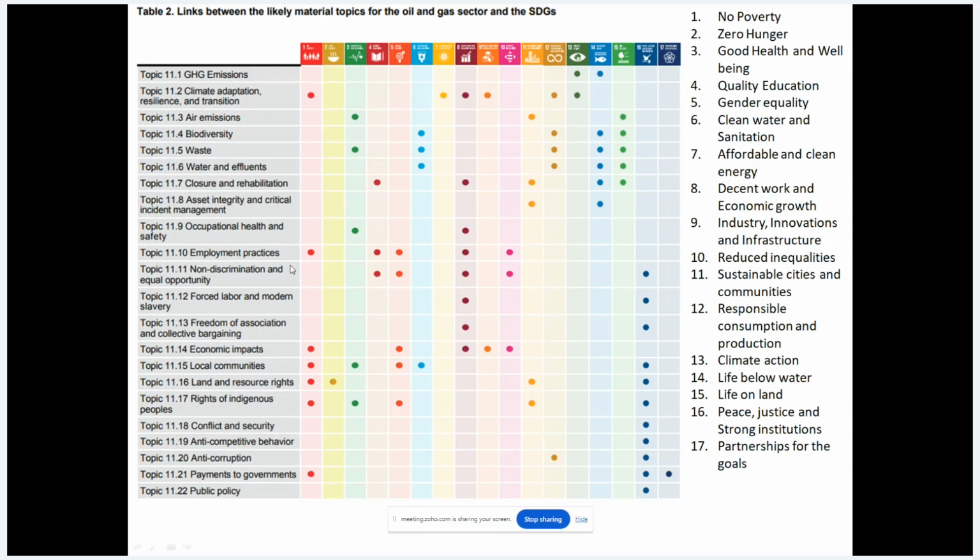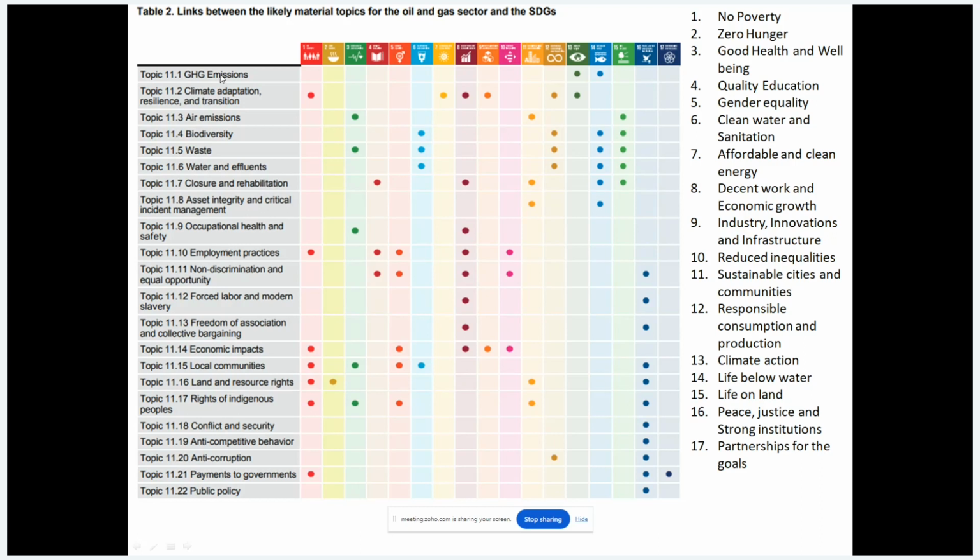In the same way, if you see employment practices, it is impacting 5 SDG goals. 1, poverty; 4, quality education; 5, gender equality, sorry; and 8, decent work and economic growth. If people are unemployed, economic growth will be impacted, and in the same way number 10, reduced inequalities. If employment is provided, then inequality will reduce. So in the topic standard also you can find such mappings for your understanding and knowledge.